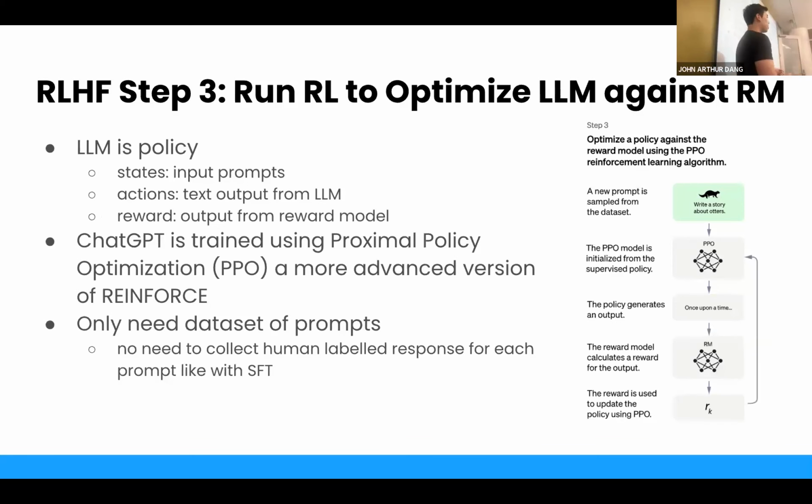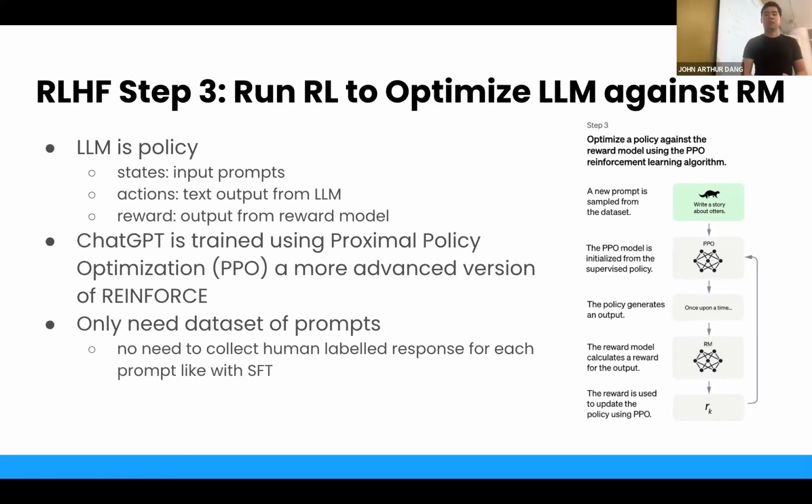We use that as our reward function to optimize our large language model with reinforcement learning, some policy gradient algorithm. In this formulation, the states are the inputs, like the instructions. The actions are the text outputs of the large language model. And the reward here is the output from the reward model if you input into the reward model the instruction and the action taken by the large language model policy. And as I mentioned before, ChatGPT is trained using PPO, which is a more advanced version of policy gradients.